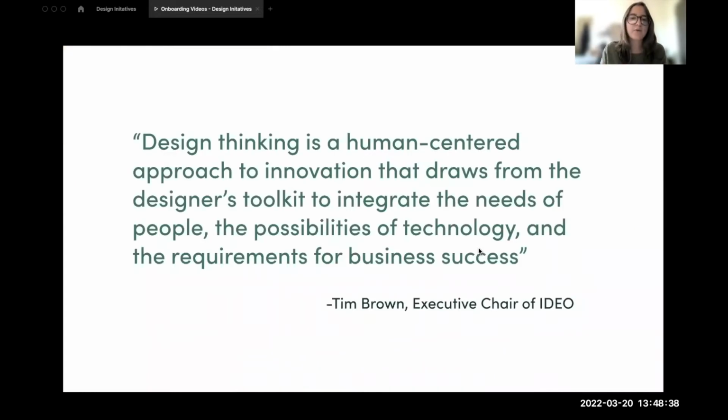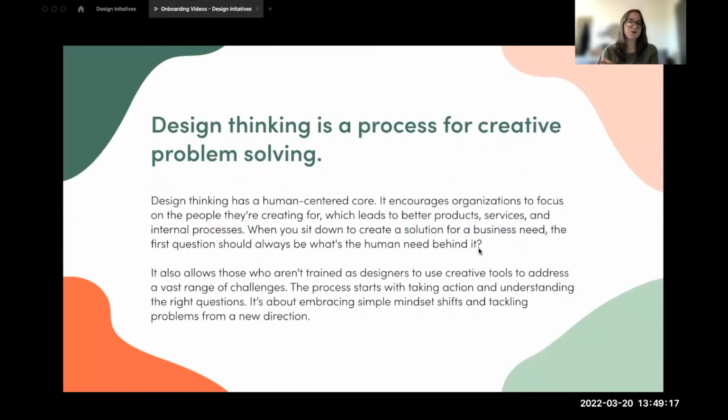So to open with a quote from Tim Brown, the executive chair of IDEO, a design and consulting agency credited with pioneering this process and its line of thinking: design thinking is a human-centered approach to innovation that draws from the designer's toolkit to integrate the needs of people, the possibilities of technology, and the requirements for business success. So in short, design thinking is a process for creative problem solving.